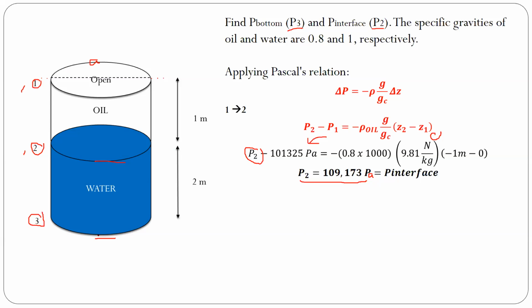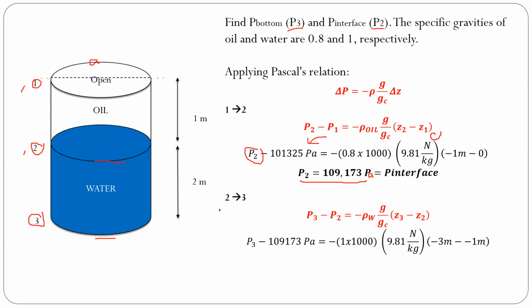Now, let's find the pressure at the bottom of the container. So we're going from 2 to 3. That's basically water. Therefore, P3 minus P2 equals density times g times Z3 minus Z2. P3 is what we're looking for. P2, we already computed, 109,173 Pascal. Density of water is 1,000, g is 9.81, and Z3 minus Z2. Z3 is negative 3, because 1 plus 2, negative 3.